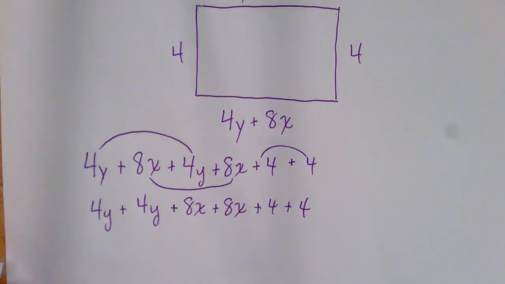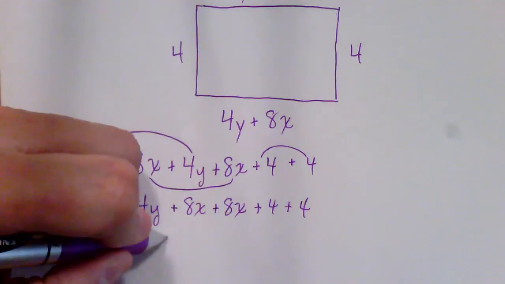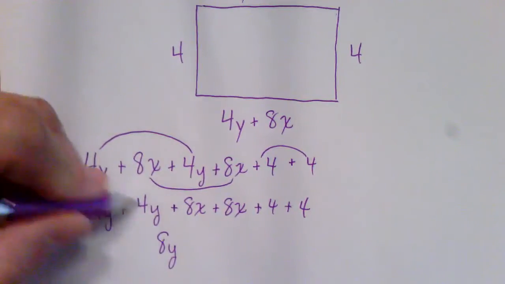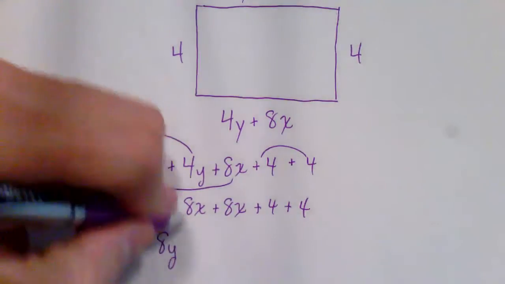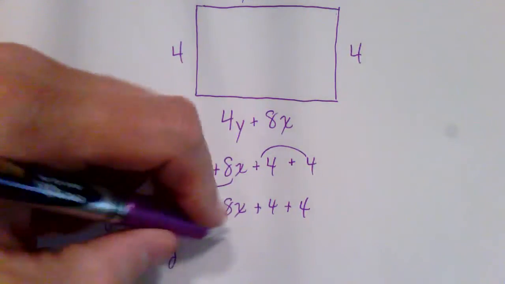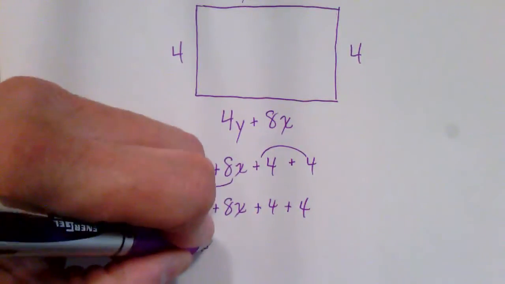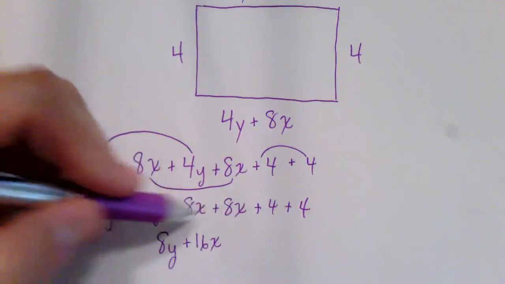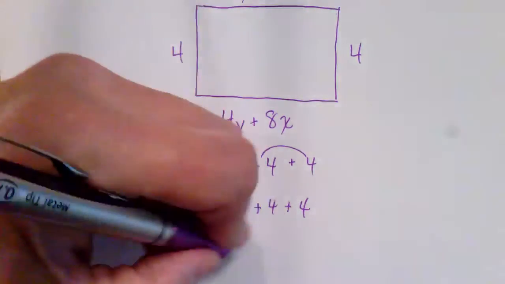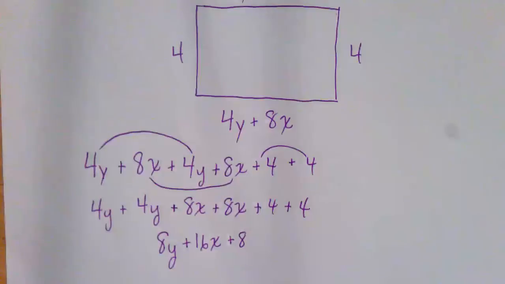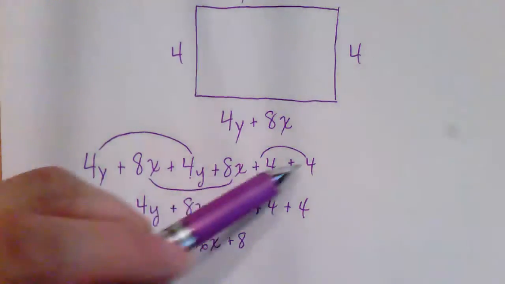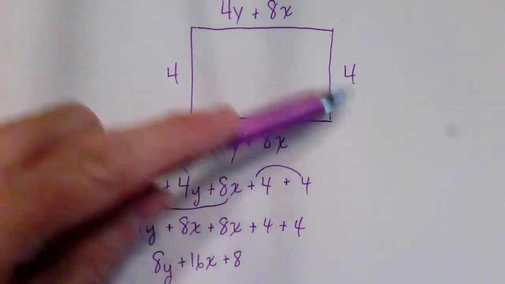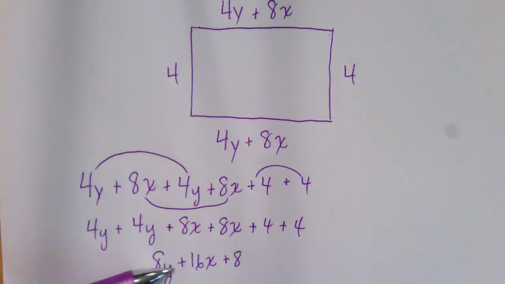Now we can combine like terms. 4y plus 4y is 8y. Remember, we just add the coefficients together, rewrite the variable. Positive 8x plus 8x is positive 16x. Added 8 and 8, got 16, and rewrote the variable. And 4 plus 4 is 8. So this rectangle right here simplifies to a perimeter of 8y plus 16x plus 8.